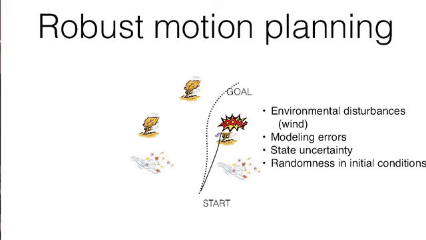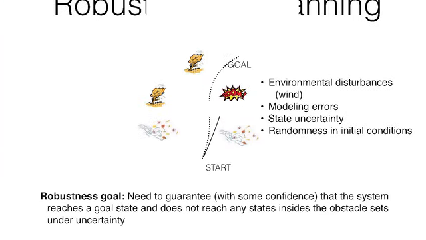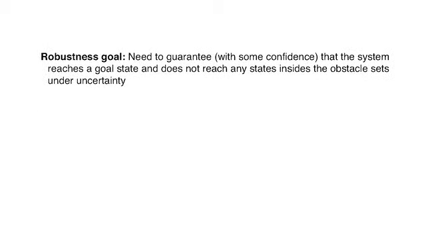Moreover, there can be some randomness in the initial conditions. Like you're thinking of starting a robot at 0, 0, but in practice you might actually be starting at 0 plus epsilon. So there is randomness in the initial conditions. So the goal of robust motion planning is to have some guarantees, with some confidence, that the system will reach the goal state without hitting any of the obstacles, even in the presence of these uncertainties. So this is the problem.